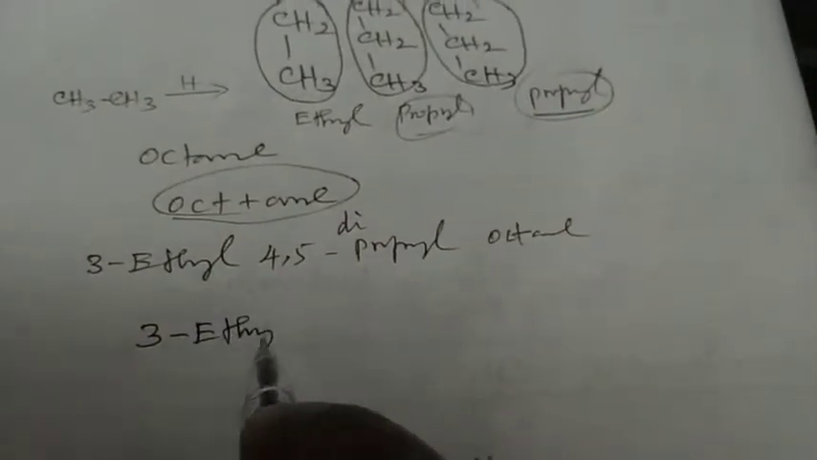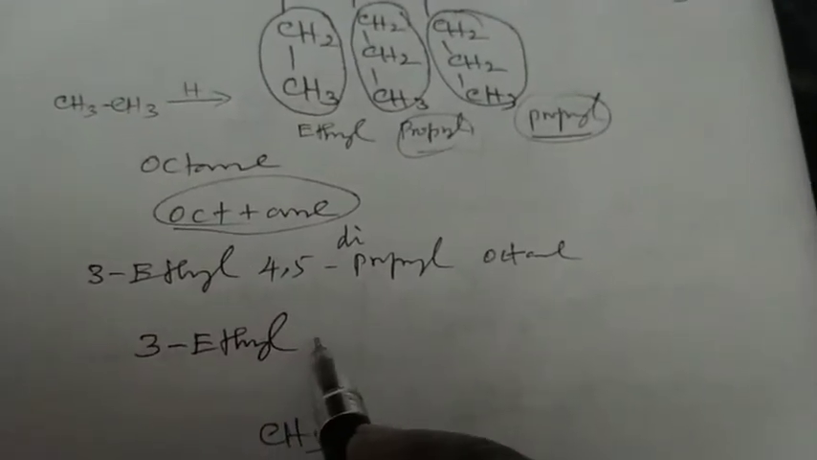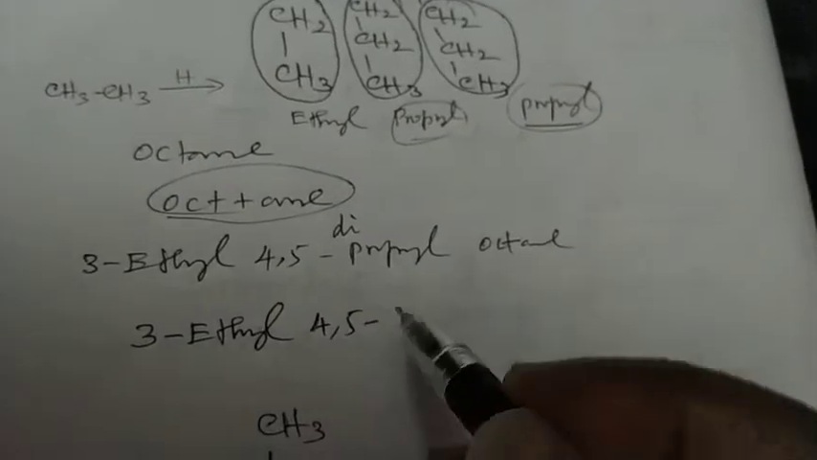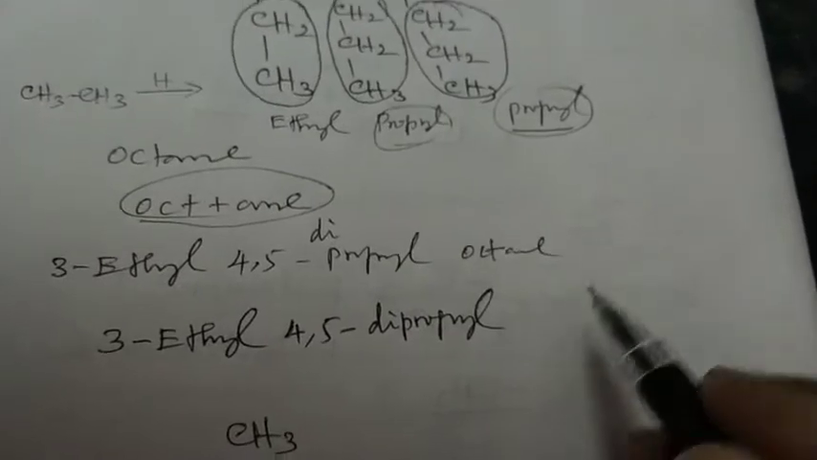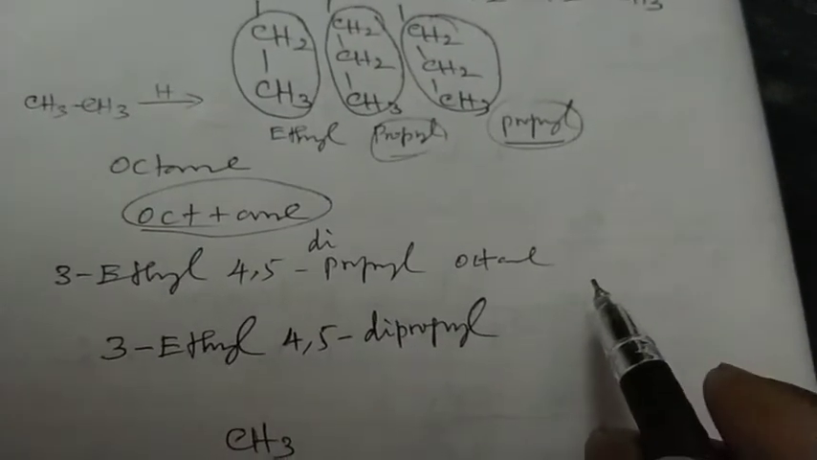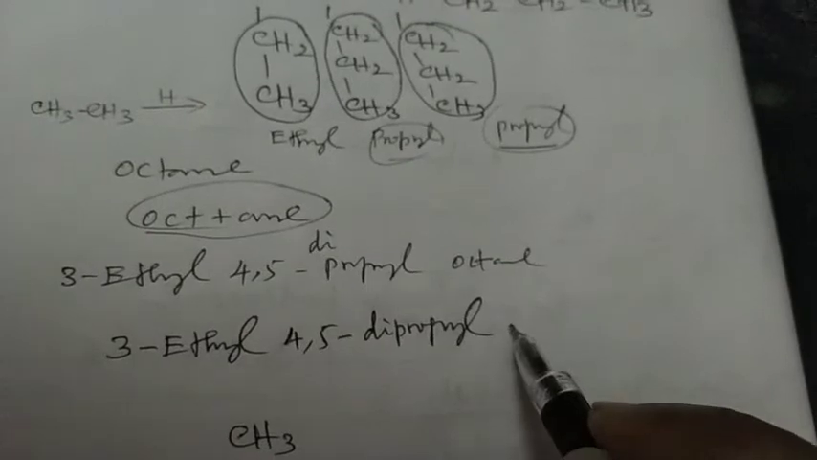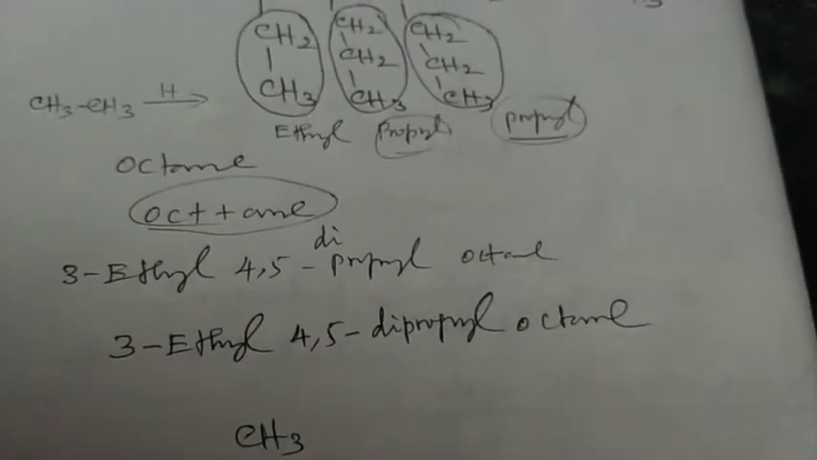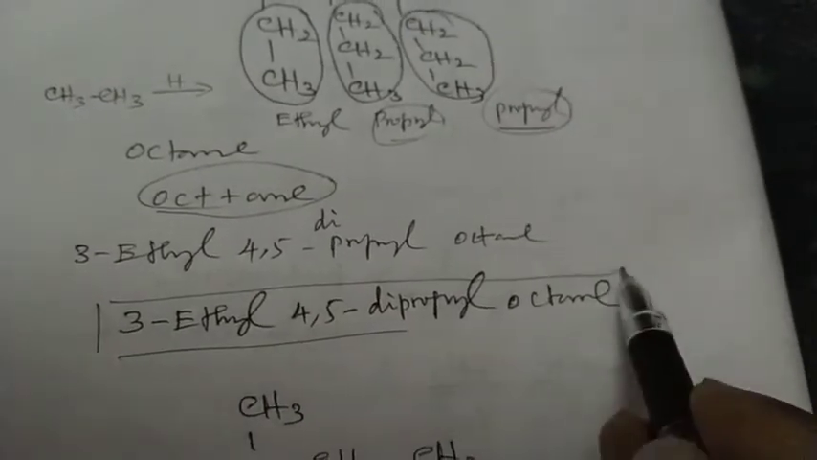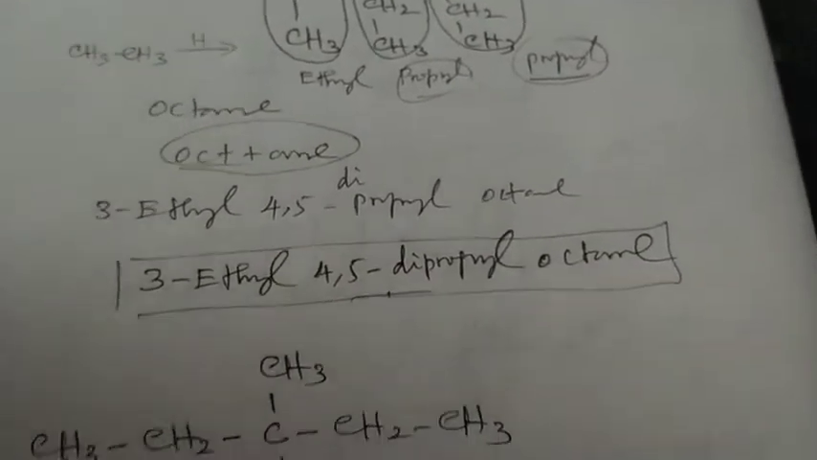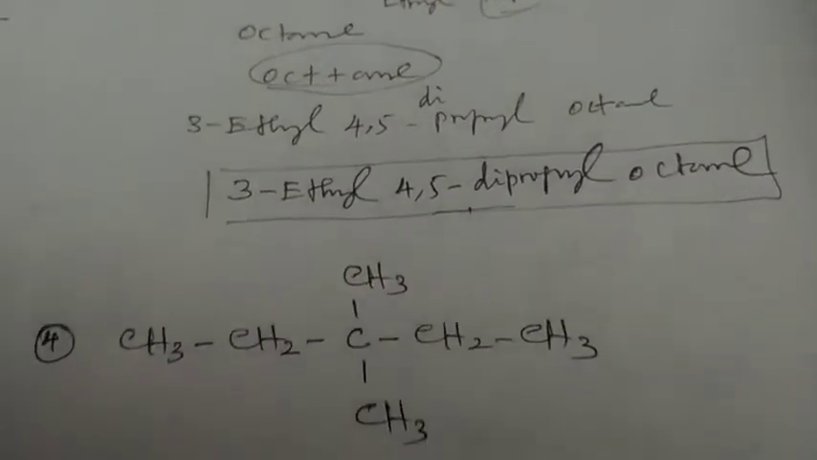So the name of the compound is 3-ethyl, as at the third carbon ethyl is attached, 3-ethyl, 4,5-dipropyl. Dipropyl, because two propyls are attached at the 4 and 5 carbons. Octane. 3-ethyl-4,5-dipropyloctane. This is the name of the compound. So it is very simple, but only regular practice will help you to understand and write the IUPAC name of the compound easily. Then see the next example.